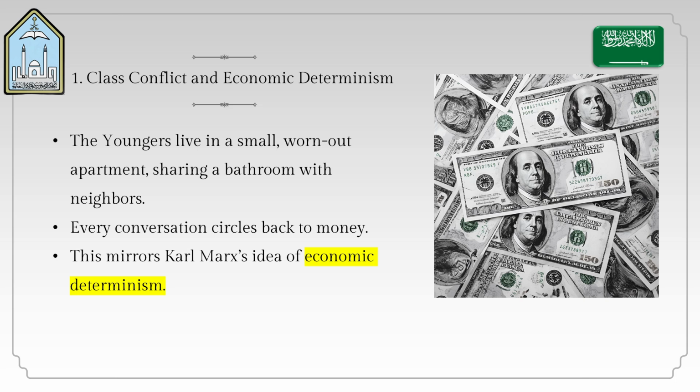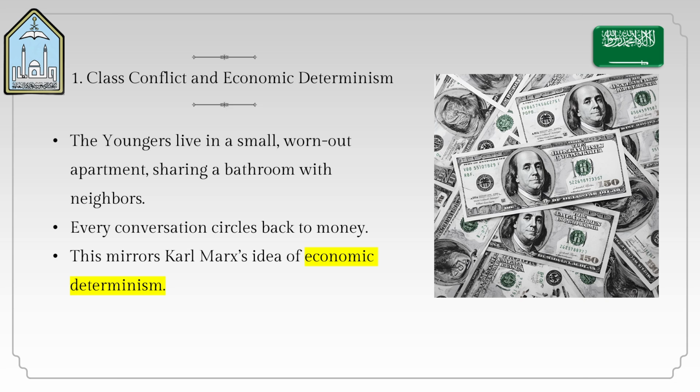We have class conflict and economic determinism. So, at its heart, A Raisin in the Sun is a study of what? Of class struggle. The Youngers live in a small, worn out apartment, sharing a bathroom with neighbors, a sign of what? Economic deprivation. So every conversation circles back to money, money, money. Walter wants to invest in a liquor store. Beneatha needs tuition for medical school. And Lena, Mama, dreams of a house with a garden. This mirrors Karl Marx's idea of economic determinism, the belief that material conditions control human life.